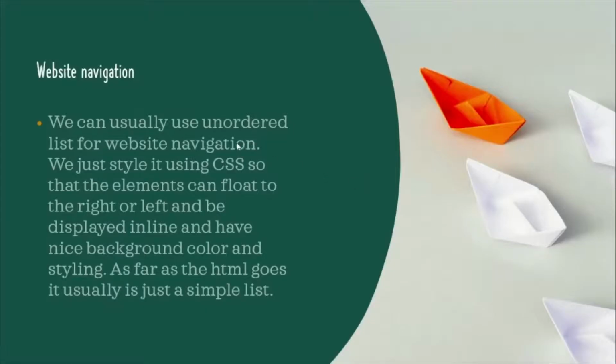So here are some of the things that you can do with the unordered list, guys. You can actually use it for website navigation, and usually we can use CSS to style it and then float it to the right or left so that it will be displayed in line, and we can apply background color and styling using CSS. And as far as HTML goes, it usually is just a simple list.